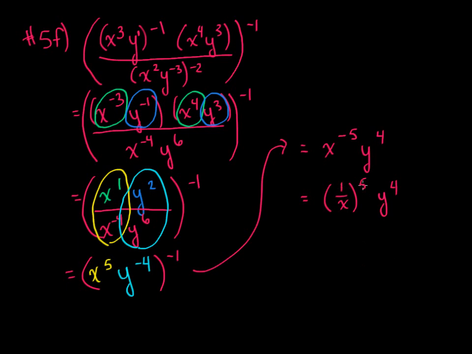1 to any exponent is just 1. So in the numerator, there will be a 1, y to the 4. In the denominator will be an x to the 5. So this is our simplified form of this expression.